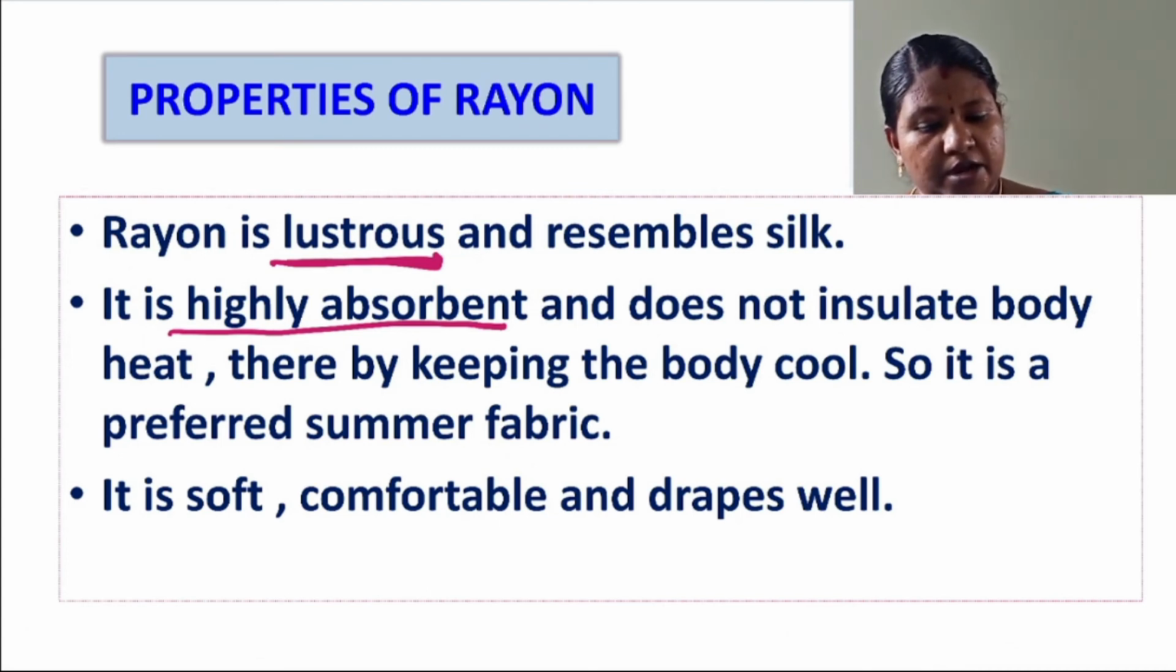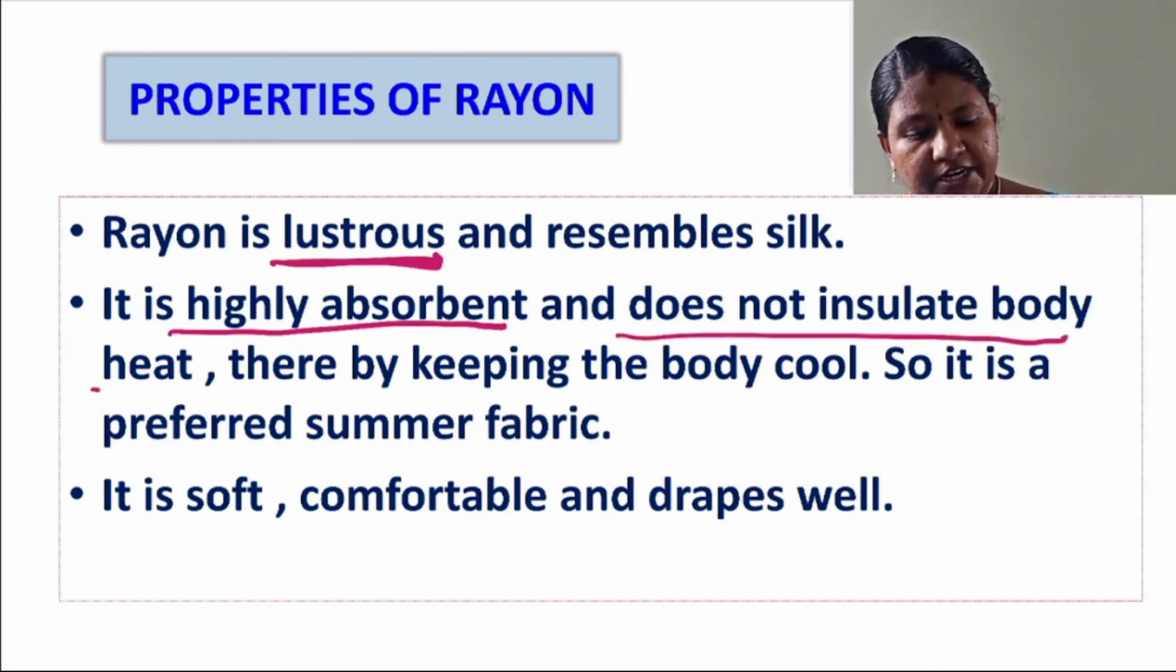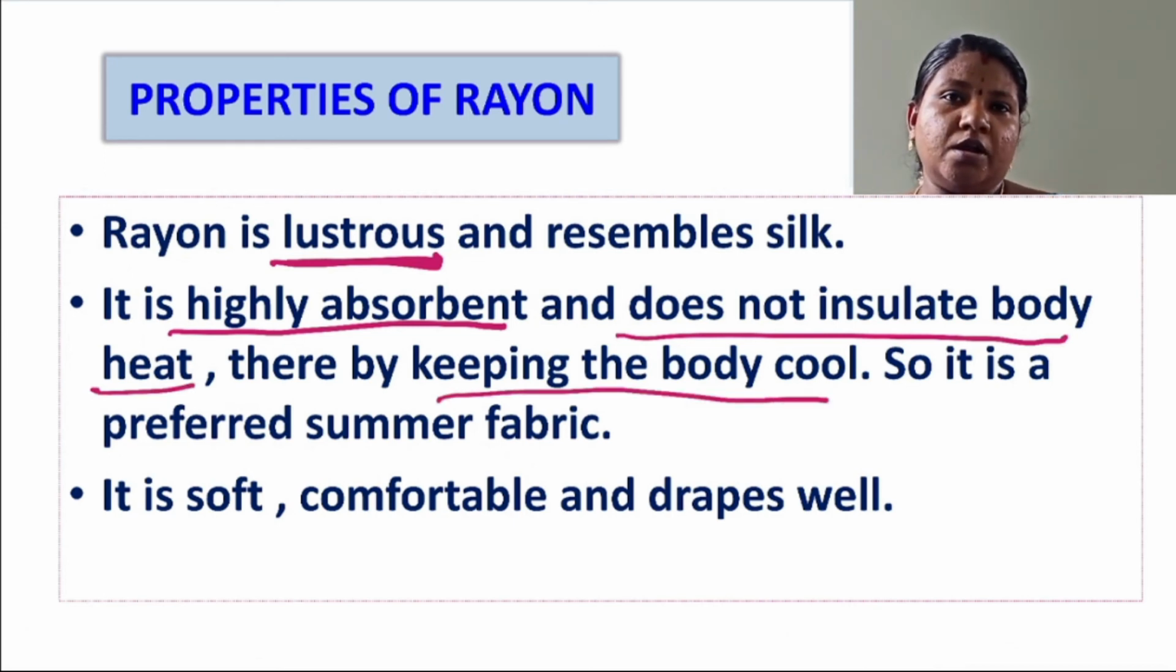But rayon is highly absorbent, so it will absorb the water and does not insulate body heat, thereby keeping the body cool. What does not insulating body heat mean? When we wear some kinds of garments, we feel sweating and feel hot, because that cloth material will not allow the body heat to radiate from your body to the environment. But rayon is not like that. When you wear garments made of rayon, it allows the body heat to move out. So it will not insulate it, and you will feel cool always.